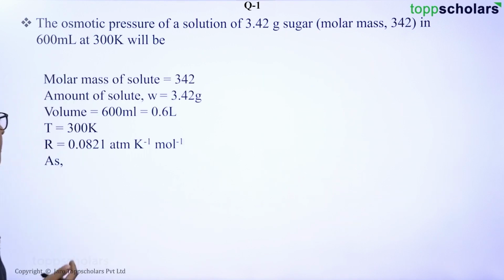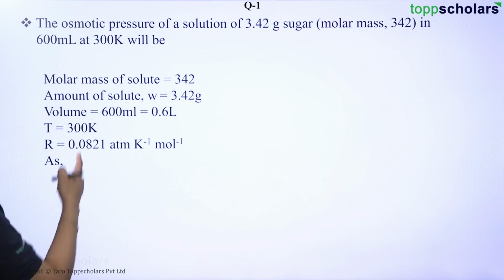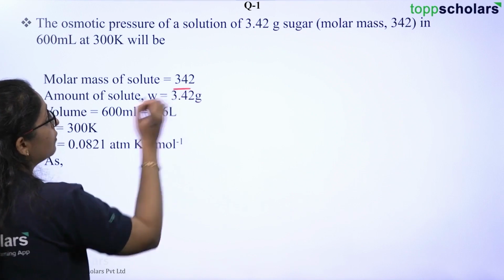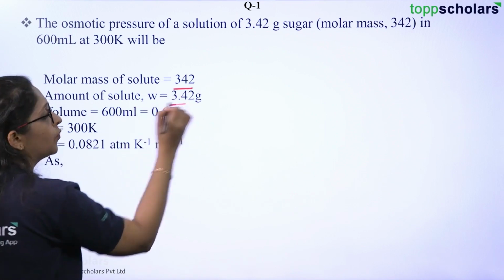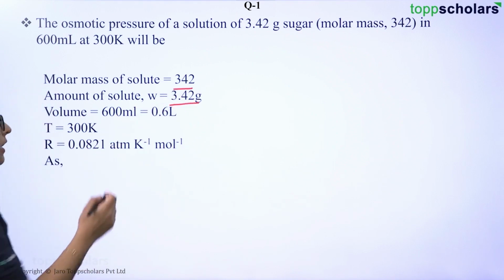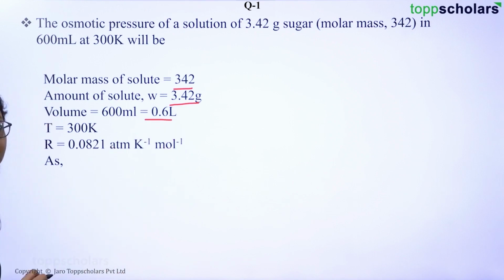So here we have to determine the osmotic pressure, okay, but we are already provided with certain given information. So we have the molar mass of the solute which is 342, we have the amount of solute that is 3.42 grams, we have the volume that is 0.6 liters, we have the temperature that is 300 Kelvin and R is the constant that is 0.0821, okay.